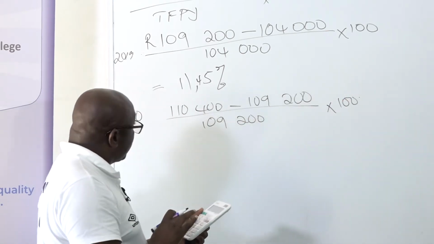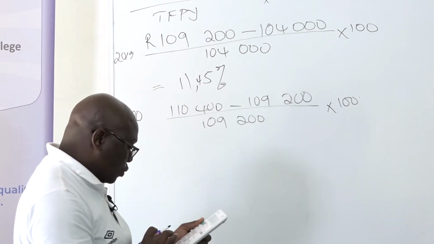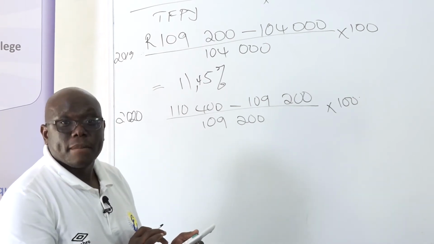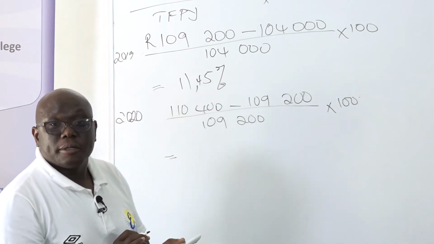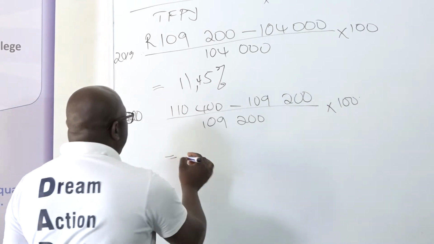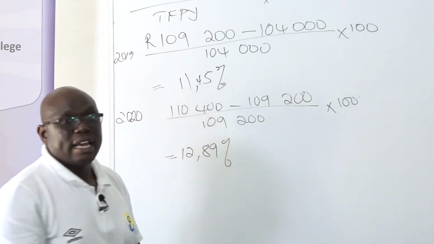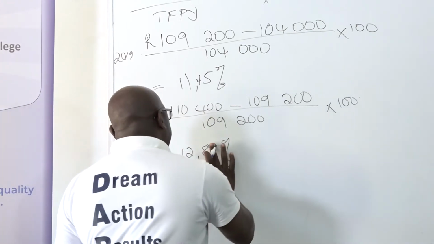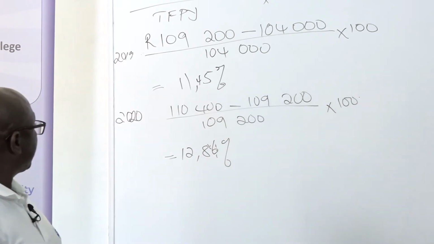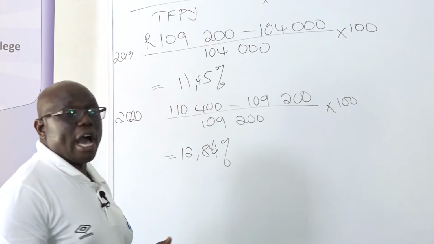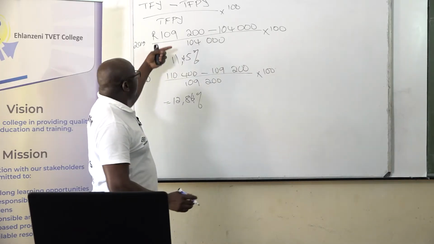And then let us calculate. We use the calculator. It will give us, let me check, 12.86%. So what we are going to do here is compare the performance for both years.